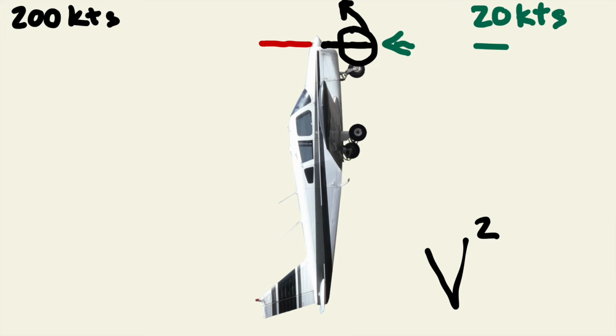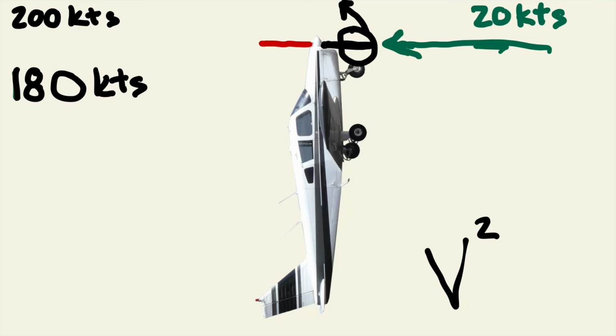Let me get my green back out. Since we have our relative wind, we have to take into account that 20 knots. And what this is going to do to our ascending propeller blade is now relative to the air that is around this ascending propeller blade, that ascending propeller blade is actually only moving at 180 knots. Relative to the air that is around it, that ascending blade is only moving at 180 knots.